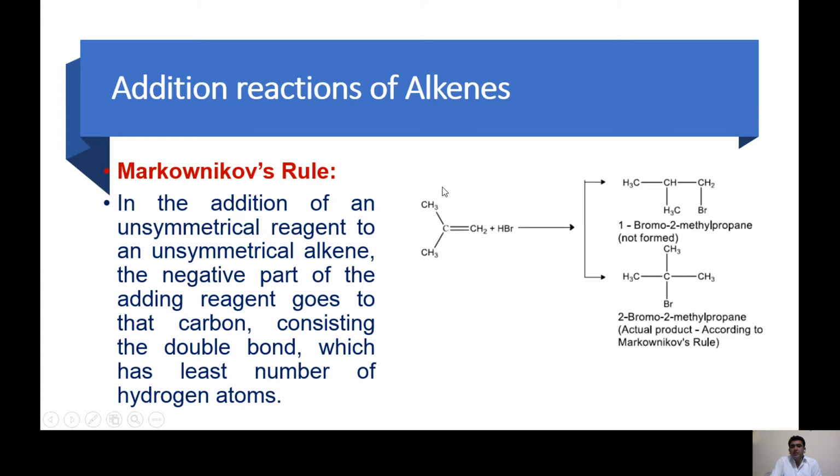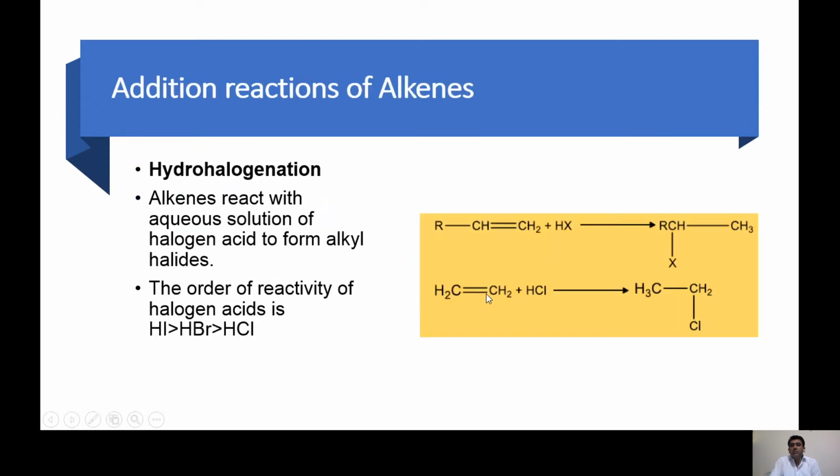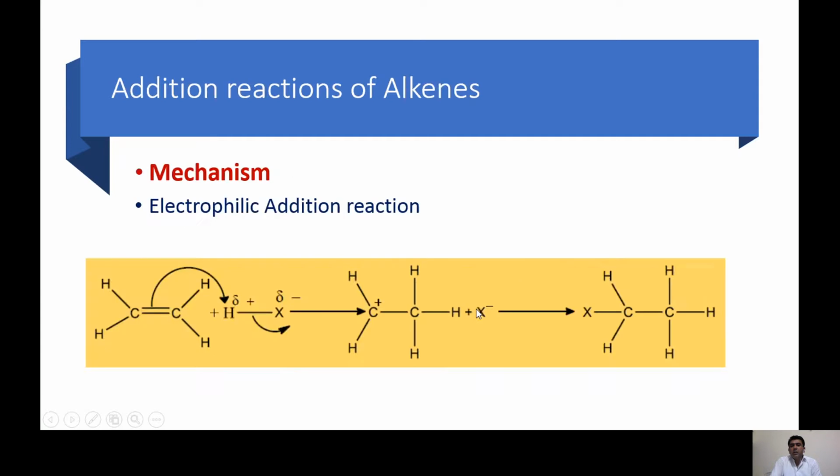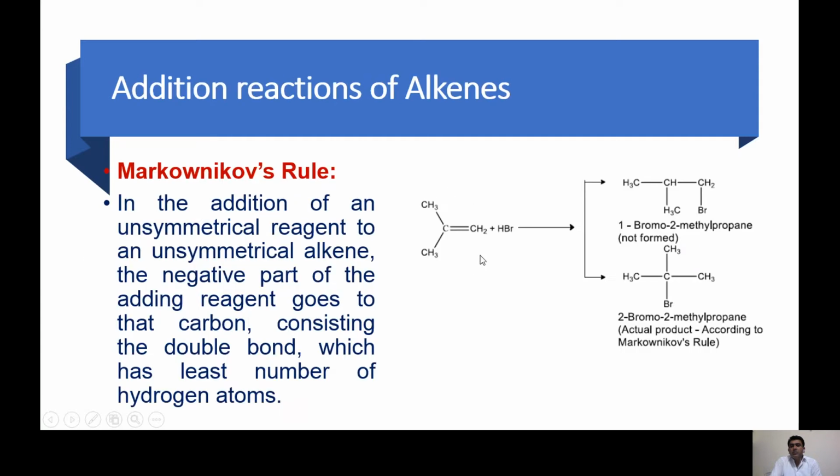It means this kind of alkene is called unsymmetrical. If we have ethene, if we cut from the middle, both will be similar parts. So that ethene is symmetrical because when we cut from the middle, both are similar parts. But this alkene is unsymmetrical. So when we add HBr to this unsymmetrical alkene, there are two possibilities.